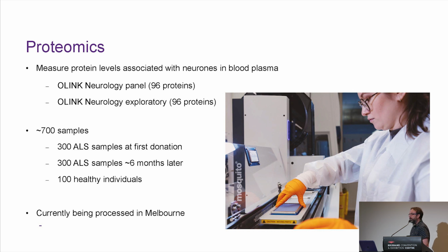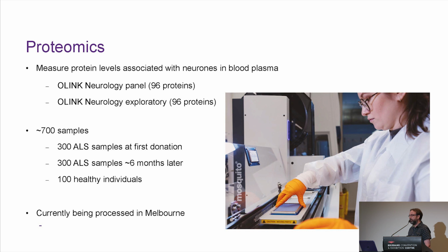But actually, we managed to pull together some extra funding and also get another 96 proteins that are also quite important for neurology. We're going to do that in about 700 samples. So we have 300 people with ALS who have given a blood sample right when they registered into the SALSA study. So that's typically can be fairly early on in their disease.